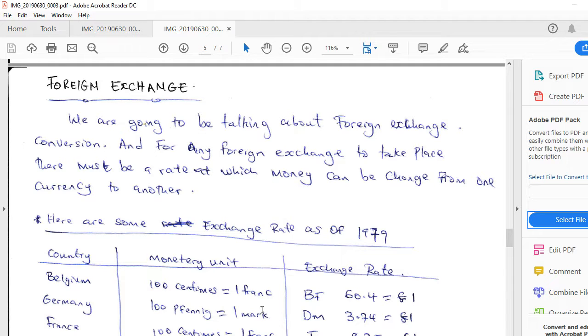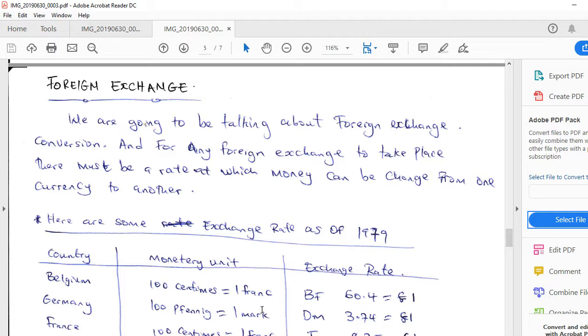Now let's go to foreign exchange. Foreign exchange is like a conversion. We're going to be talking about foreign exchange conversion. For any foreign exchange to take place between two countries, there must be a rate called the exchange rate. If you want to know more about the exchange rate, you have to do some little research and understand the economics behind it. Basically, it's mathematics. There must be a rate called the exchange rate, at which money can be changed from one currency to another.